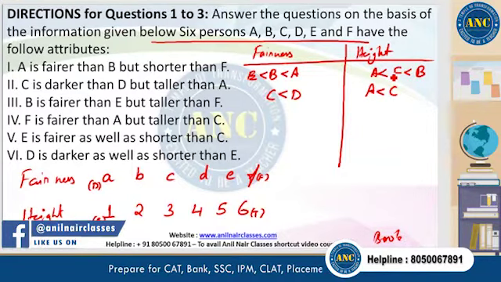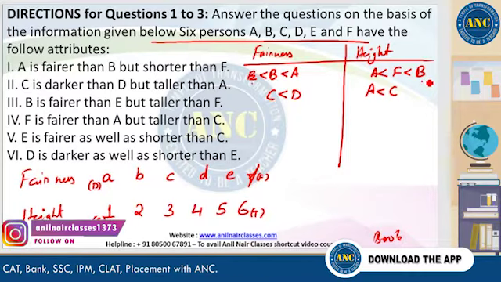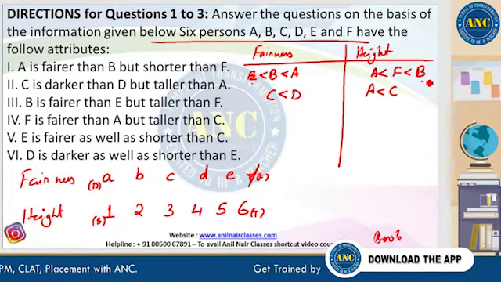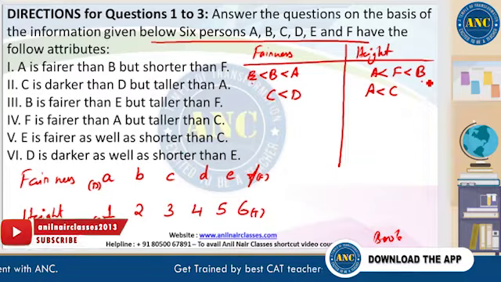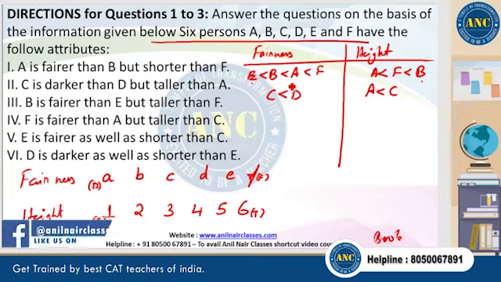B is fairer than E. That's what we marked here. And B is taller than F. F is fairer than A. So we have F being fairer than A. Okay, we can put that here. Pretty easy. F is fairer than A.